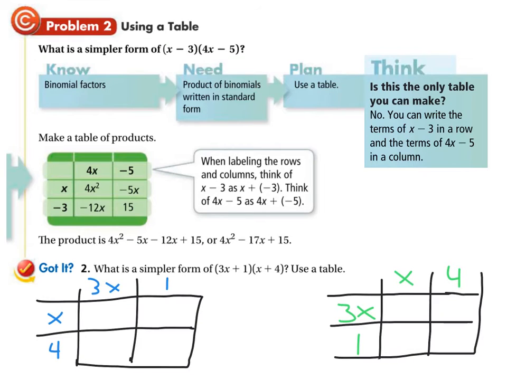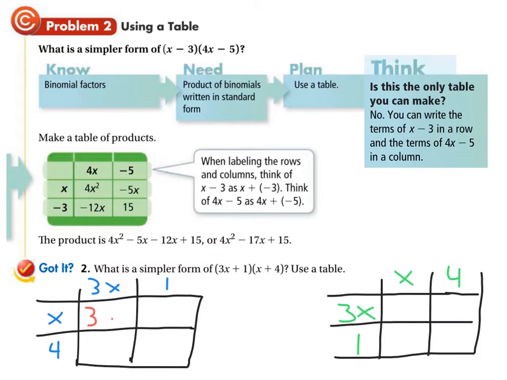Okay, so I've made these tables here. Notice that I made the tables twice just to show you. This 3x plus 1 here, here's the 3x, here's the 1. I put it in a row. Here, I put it in a column, 3x and 1. And this one, I put the x plus 4, here's x and here's 4. I put that in a column, and I put x and 4 here in a row. I did that just so that you can see that no matter which way you do it, it's going to work out to be the same.